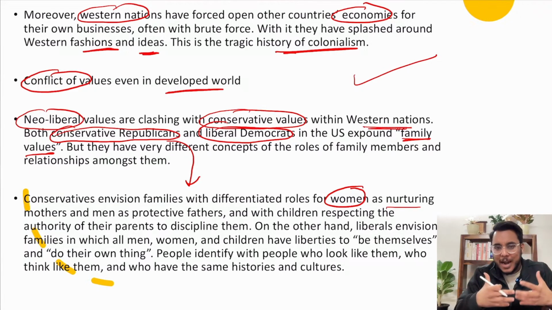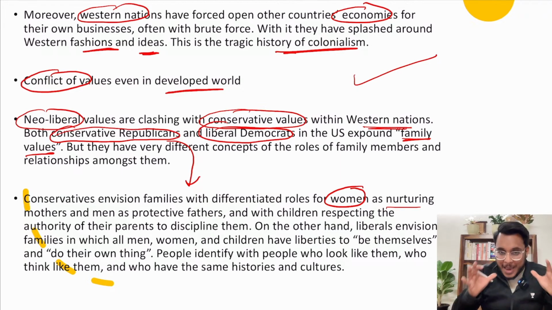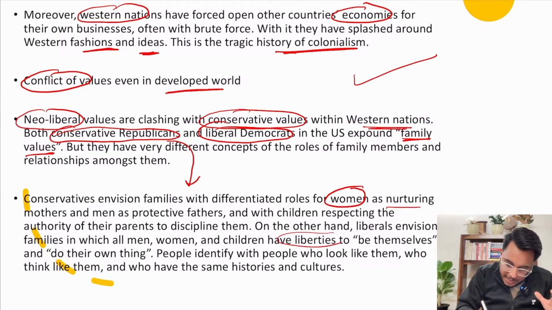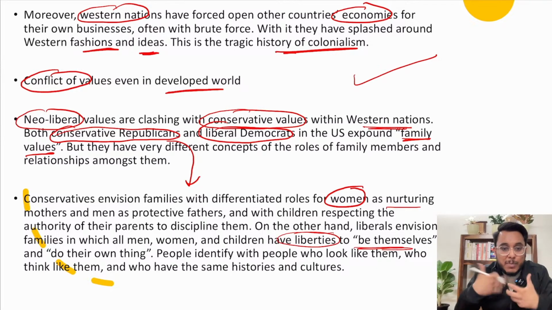However, on the other hand, liberals, they have a different kind of mindset. Liberals are saying no, that's not correct. In the family, everybody is equal. Everybody has the liberty to be themselves. They can be unique.